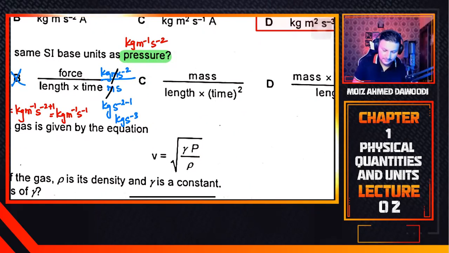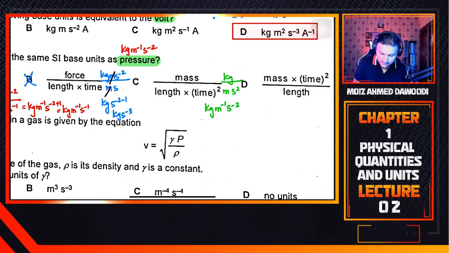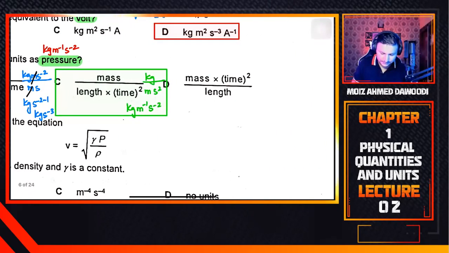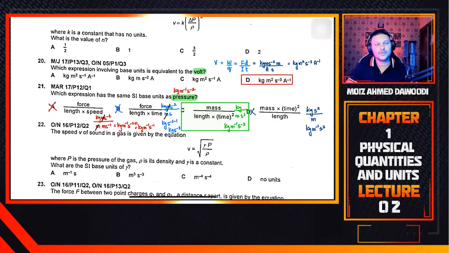नाउ c को देखें, mass अपॉन लेंथ टाइम स्क्वायर, ऊपर लेकर आए तो ये हो जाएगा kg m-1 s-2. यस, दैट इज करेक्ट. ठीक है, तो ये जो हमारा बेस यूनिट आ रहा है प्रेशर का, ये करेक्ट है. बट स्टिल डी को भी देखते हैं. डी इज mass, टाइम है तो सेकेंड स्क्वायर अपॉन लेंथ, तो kg m-1 s-2. नो, तो दैट इज हाउ डी रॉन्ग है. तो दिस इज हाउ हम लोगों ने सी आंसर देखा. ठीक है, कूल.